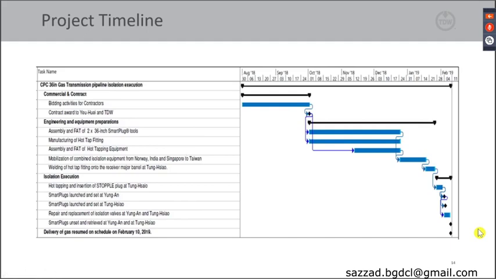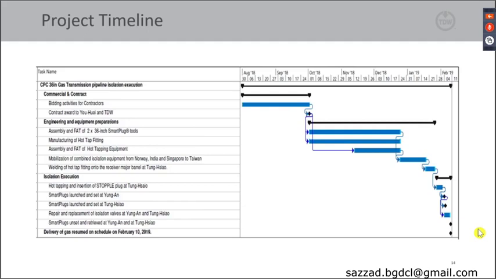Going to talk a little bit about the project timeline. The work in Taiwan had to be executed only in a 7-day period during the 2019 Chinese New Year holidays, when the energy consumption in Taiwan was lower than usual. CPC commenced bidding activities for contractors in August 2018, and CPC awarded the contract to Yunhui Mechanical Engineering, a local contractor in Taiwan, and TDW.